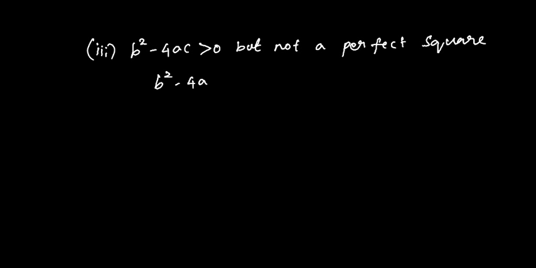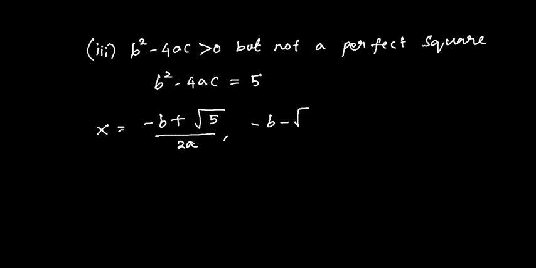So I assume b square negative 4ac is equal to 5. Now we can take the two roots of a quadratic equation, that is negative b, positive square root of b square negative 4ac, instead of that we can take 5, over 2a. Negative b, negative square root of 5 over 2a. So clearly these two roots are not equal because we have positive root 5, we have negative root 5. So the two roots are unequal.